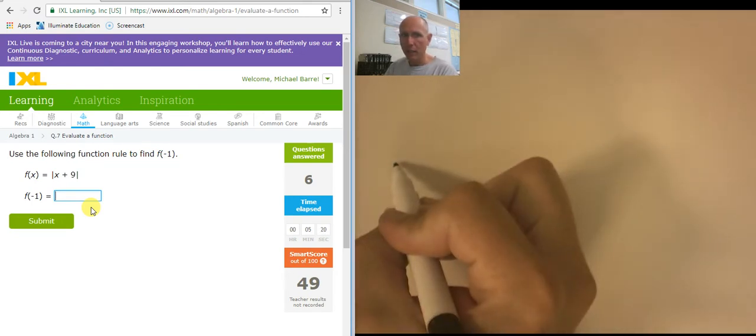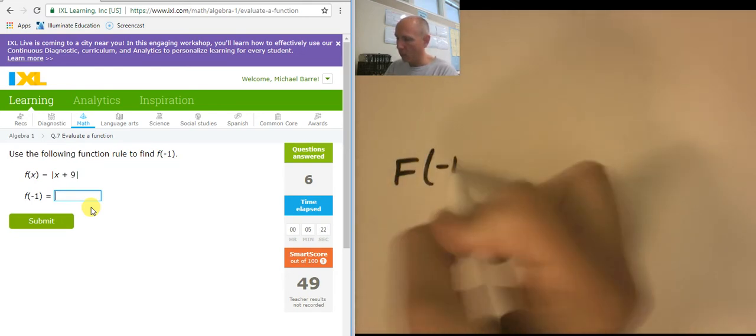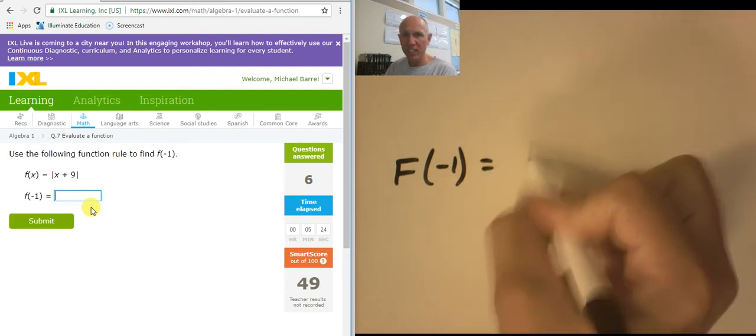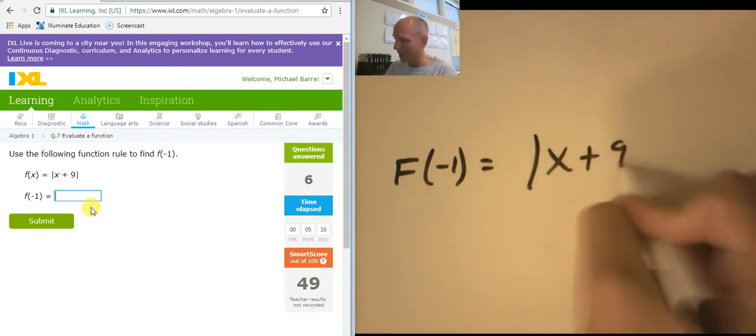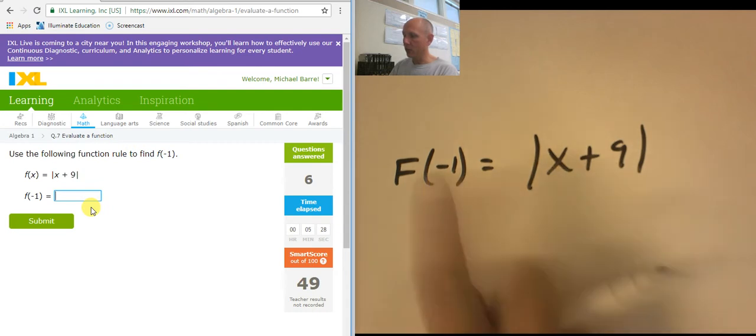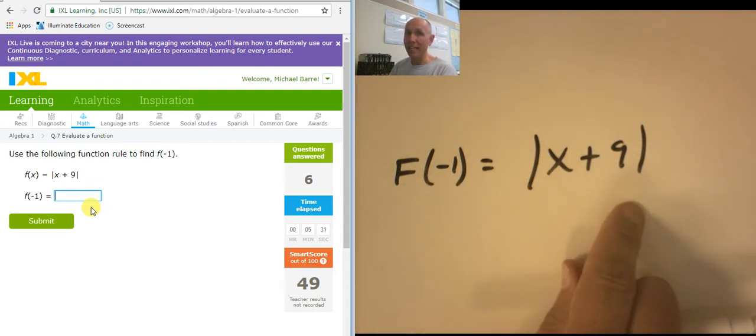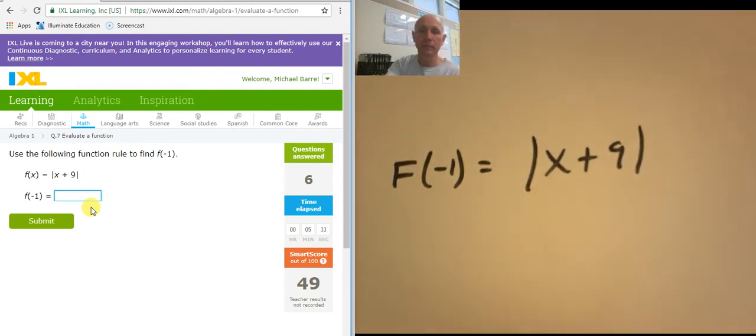Absolute value. All right, so let's go. I'm finding f of negative 1, and my function is the absolute value of x plus 9. So I'm replacing the x with a negative 1, so negative 1 plus 9 is 8. Absolute value of 8 is 8.